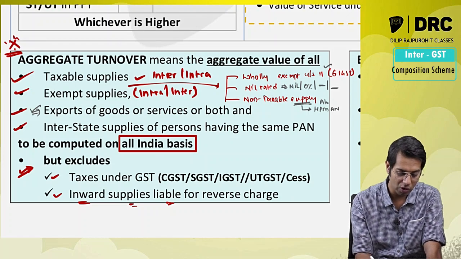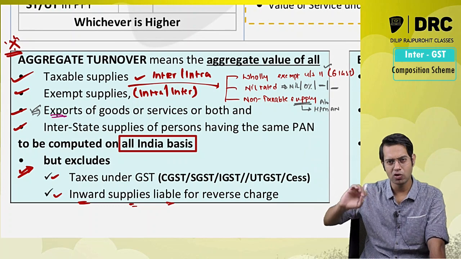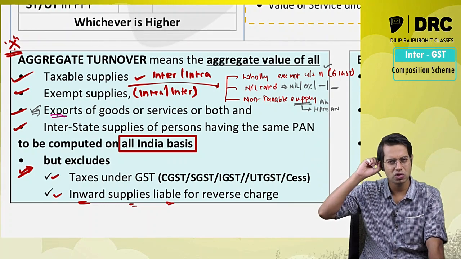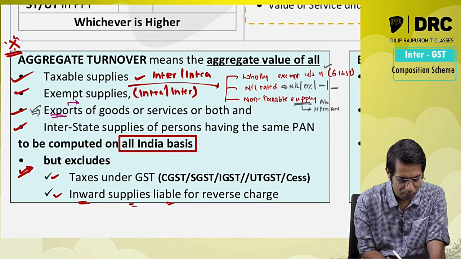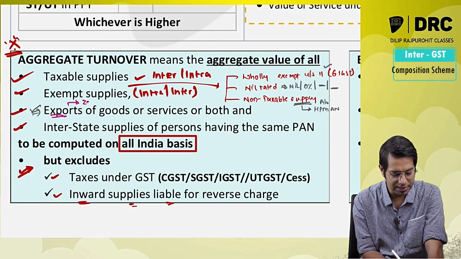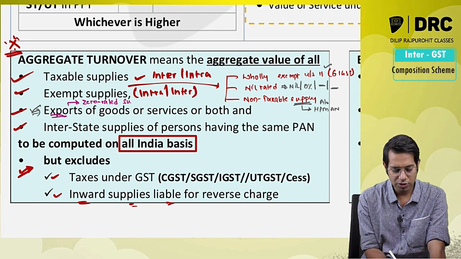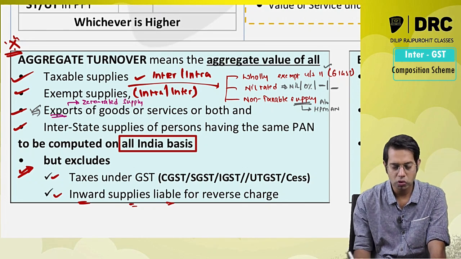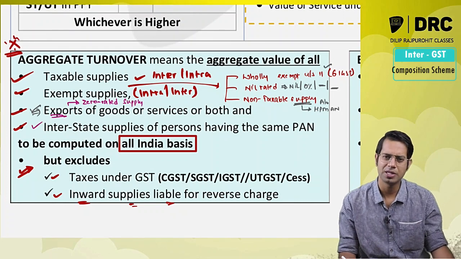Sir, what do you mean by export of goods or services? Export of goods or services means any goods which you are exporting from India to a place outside India, or any services which you are exporting from India to a place outside India. Please note, under GST law, export of goods or services is also called zero rated supply. Very important. Export of goods or services is also called what, sir? Zero rated supply. And interstate supply to a person having the same PAN.